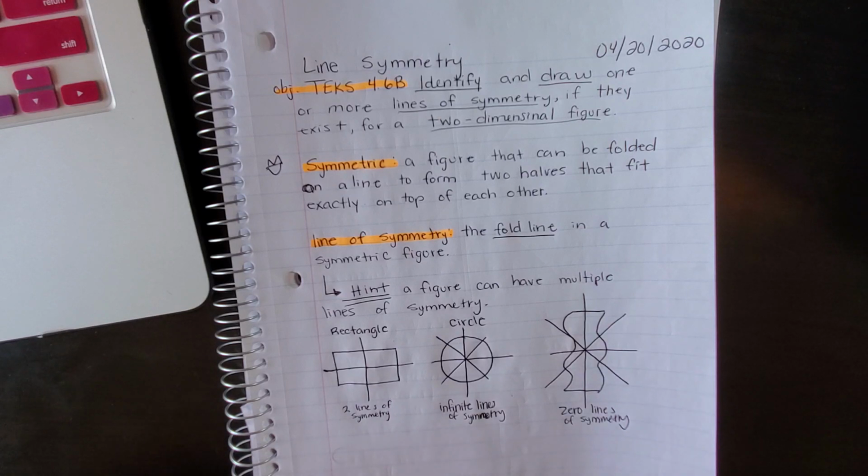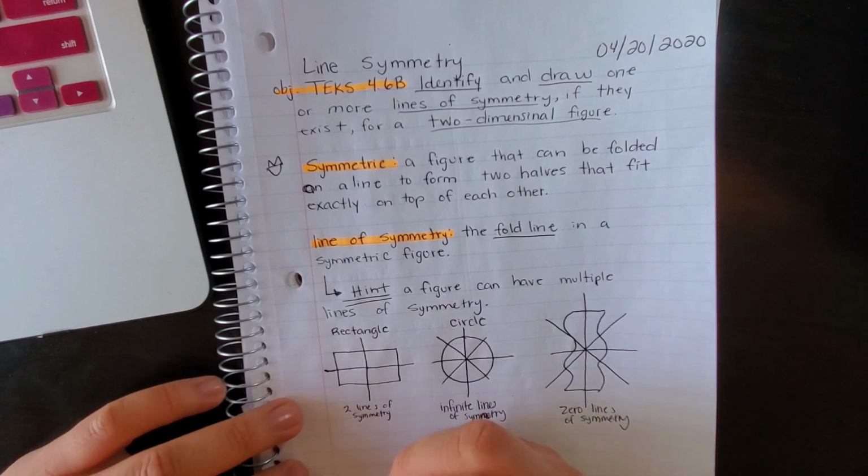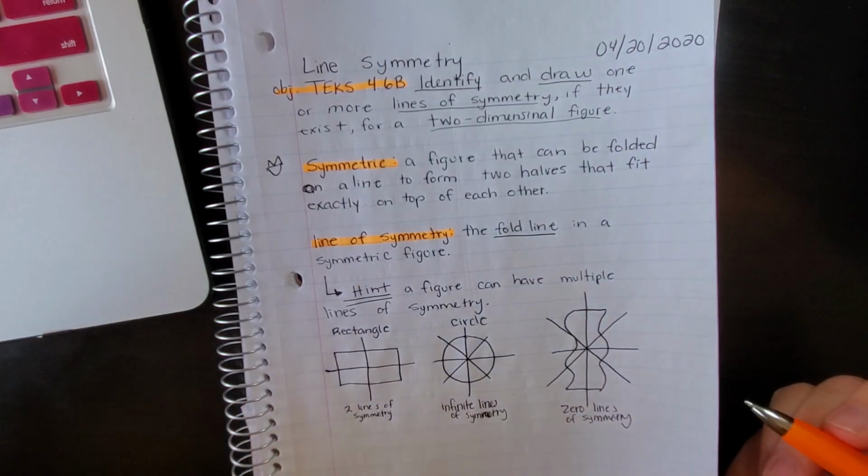Just because you can cut it in half doesn't mean it has a line of symmetry, okay? You have to remember that. They have to land on top of each other. They have to land on top of each other, okay?